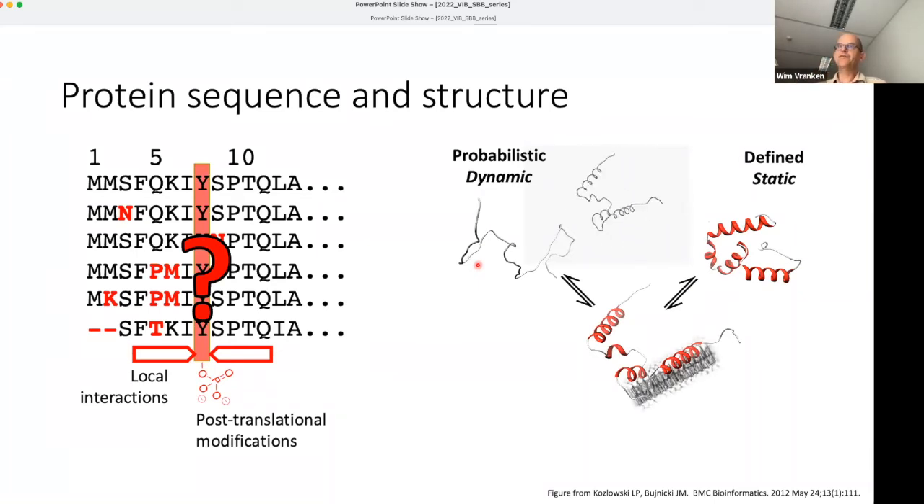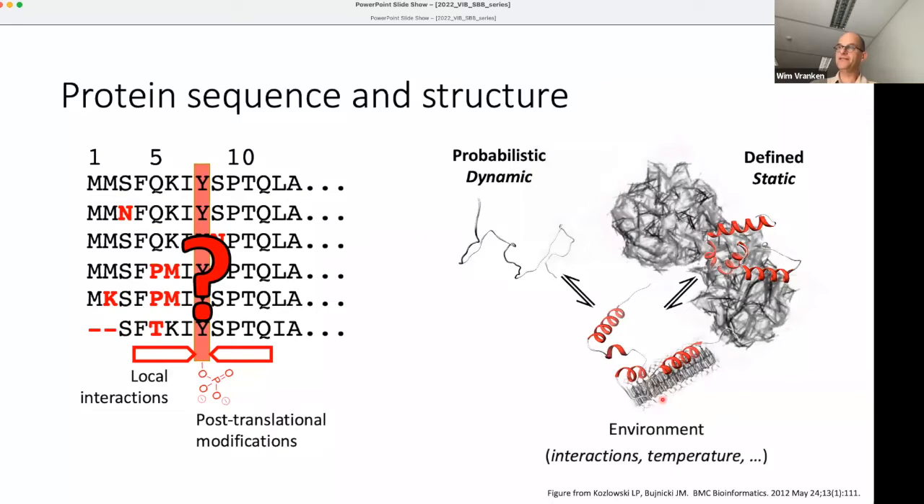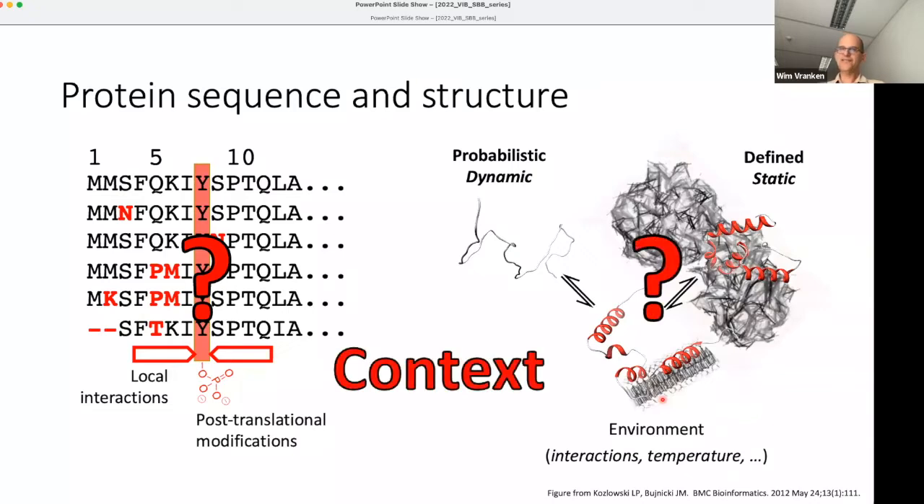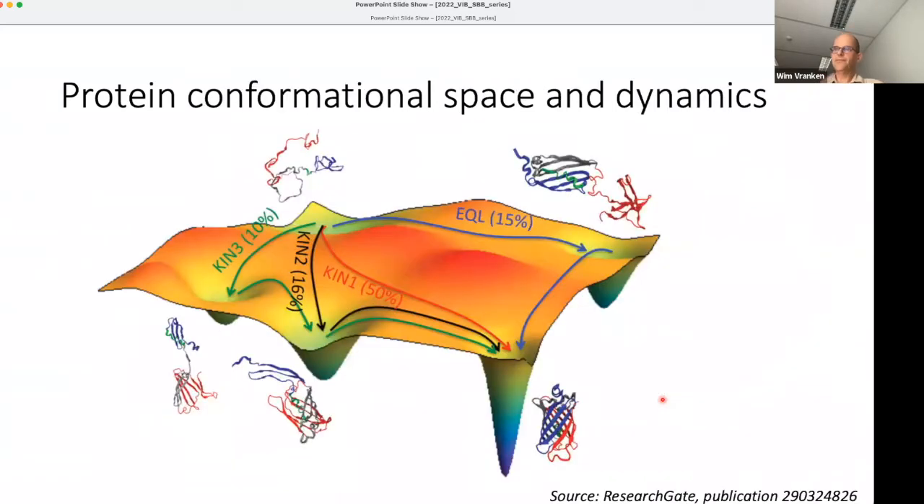What might then happen to the protein in the particular context of the cell might depend on the environment. For example, it might be only partially folded if it's in contact with a membrane, and only fully folded when it sees the right binding partner. So the environment is very important to determine how the protein behaves. The context is important in any case, and this is not something that is easily captured.